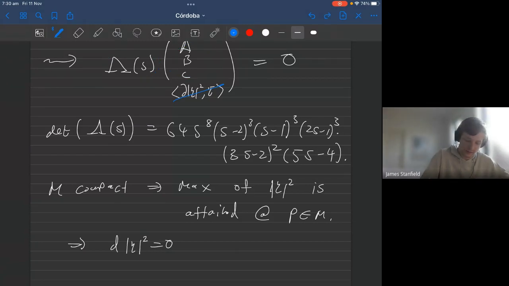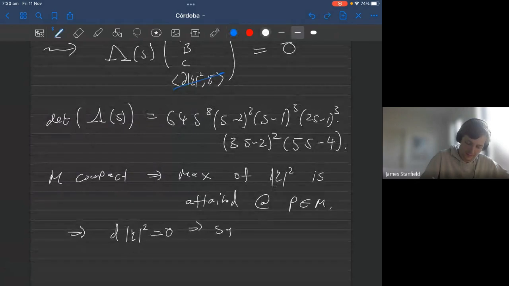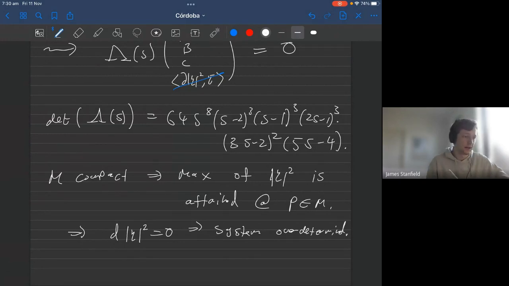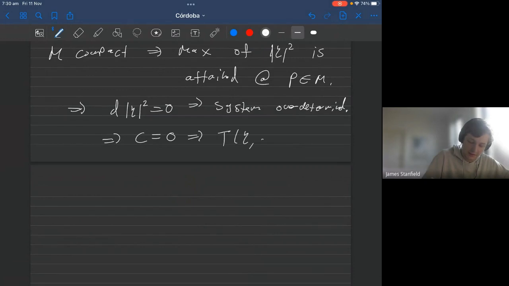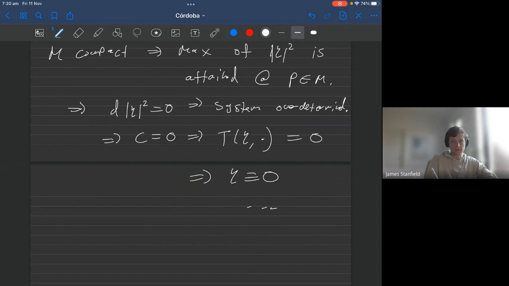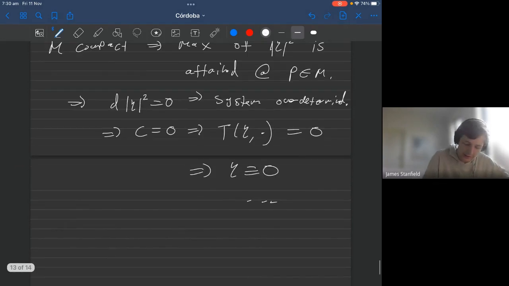You know, the system is overdetermined, right? So this implies that the system is overdetermined, and this implies that C equals 0, and that's enough to get that T of eta of that thing equals 0, and then if you take the trace of that, you get eta is equivalent to 0, and the proof goes through. Okay, it's not so hard to go from there. That's quite easy. The key is showing that eta vanishes everywhere.